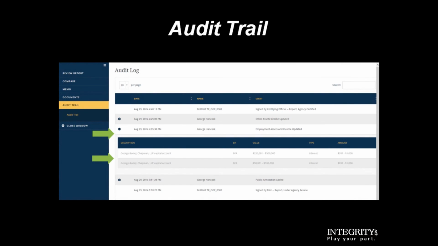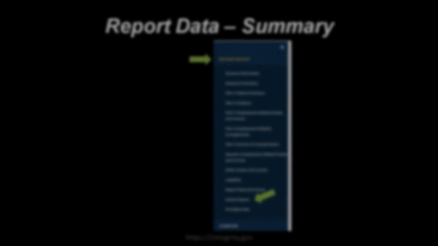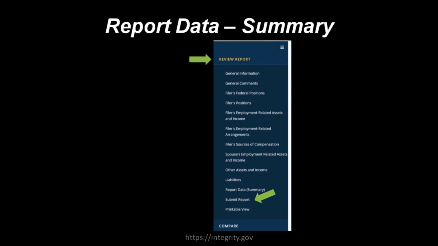Here you see the audit log for the new entrant report. Notice the plus symbol. Click it to see the specific change. When finished, I click the Review Report link. The Review Report navigation bar displays the report navigation. Here, I click on Submit Report to display the signing statement.